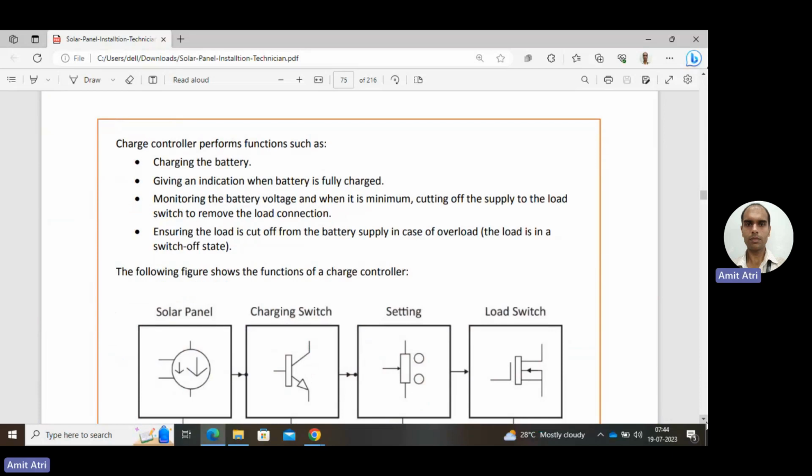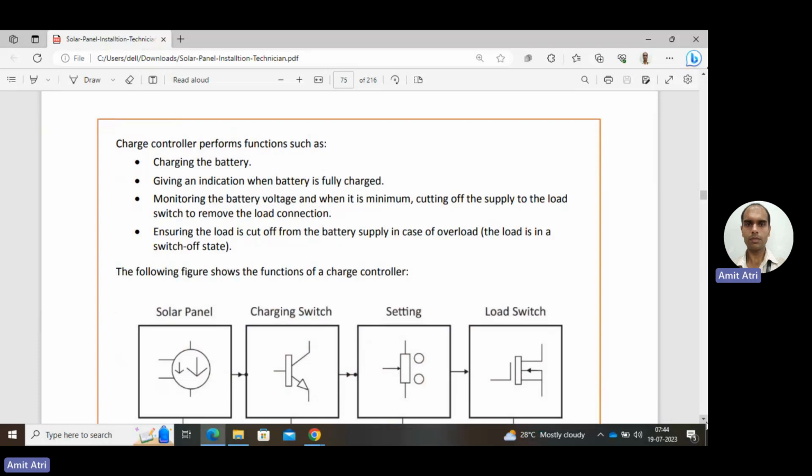The functions of a charge controller. The first one is charging the battery. Next is giving an indication when the battery is fully charged. So it will control the charging, and also it will indicate the fully charged battery. Then monitoring the battery for overvoltage, and when the voltage reaches the minimum, cutting off the supply to the load switch to remove the load connection.